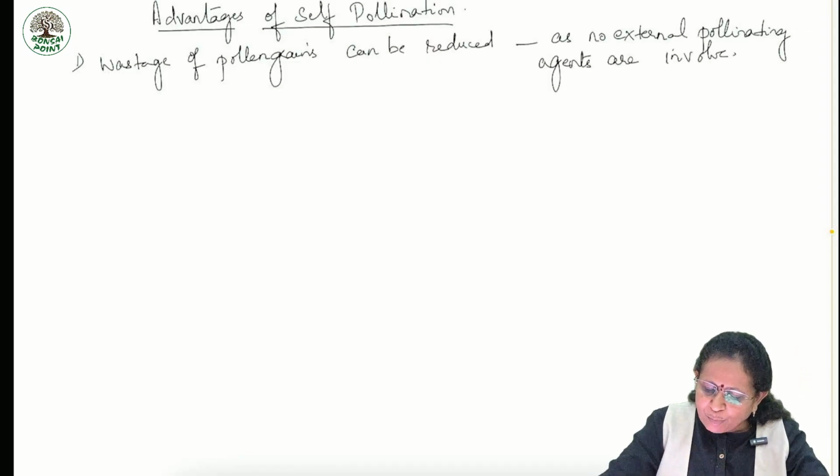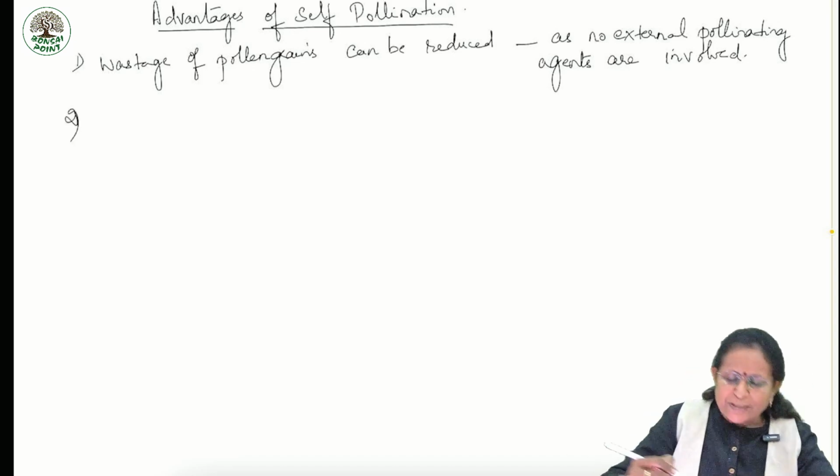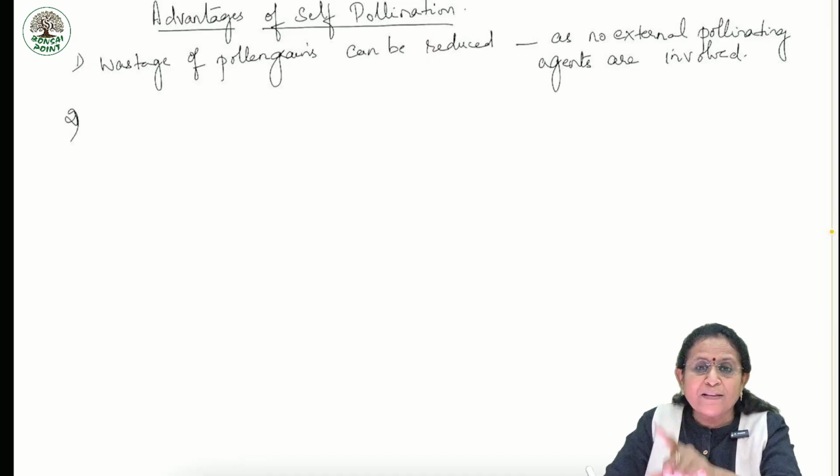As no external pollinating agents are involved. Okay. So what's the first one? Wastage. What are the advantages of self-pollination? I'll be coming to the disadvantages too.